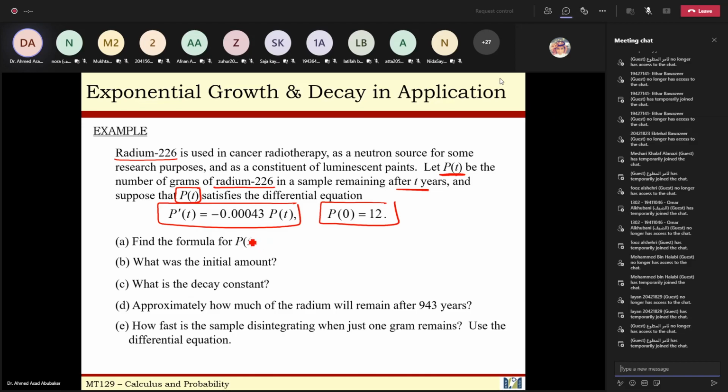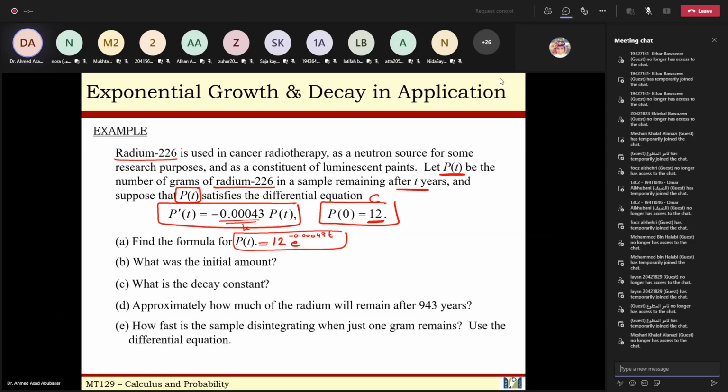B of T directly equals C, the initial, 12, times e to the power of k, which is minus 0.00043 T. This is the formula of B of T. What's the initial amount? Initial amount C equals 12. What's the decay constant? K equals negative 0.00043.